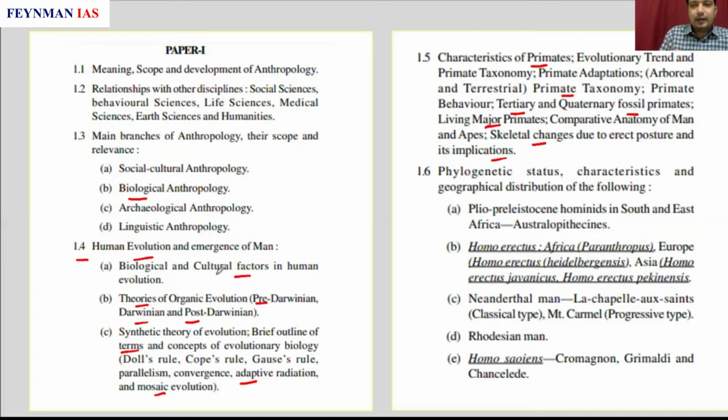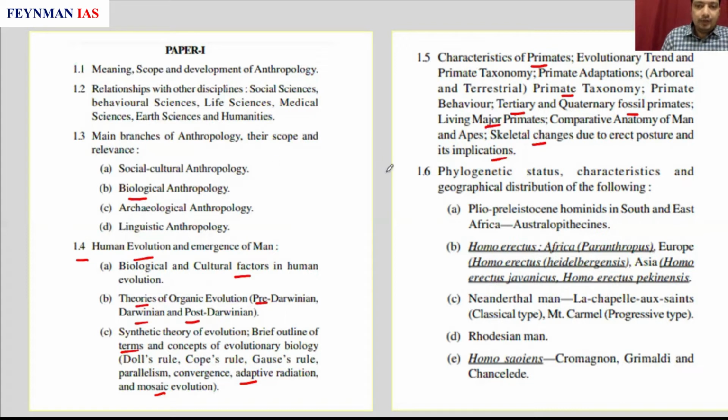But yes, we all have to accept that the whole biological anthropology that we are studying here is not to become experts in genetics or these parts, but to see human evolution and human development in terms of biology, in terms of biological aspects. Okay, right.